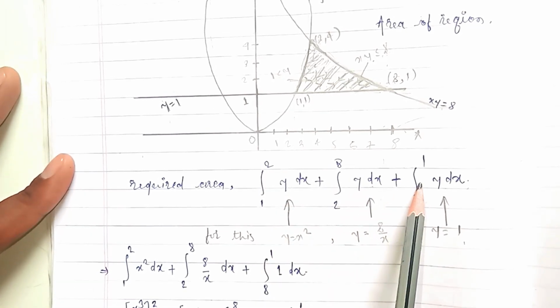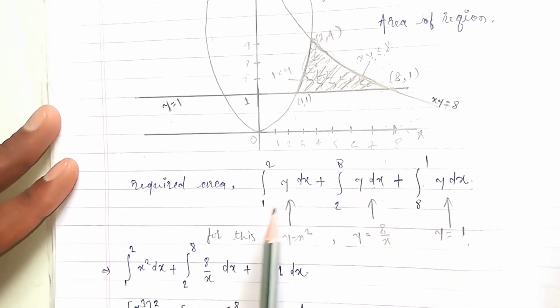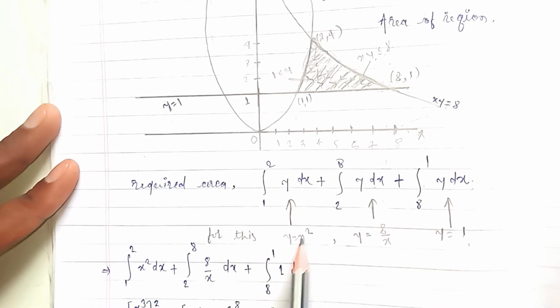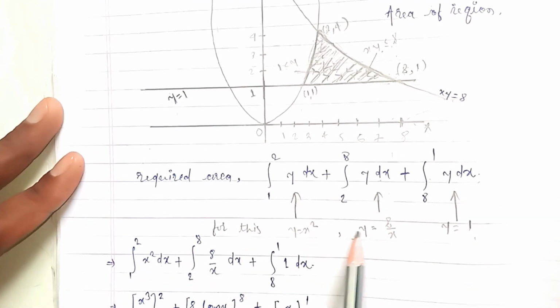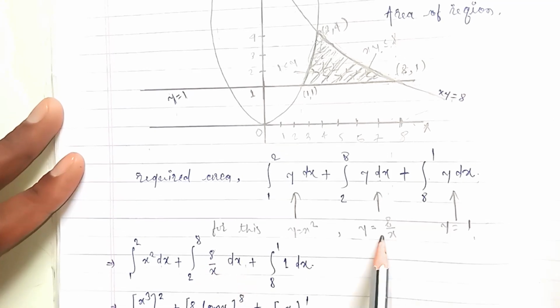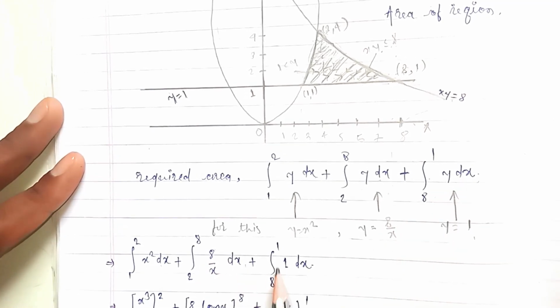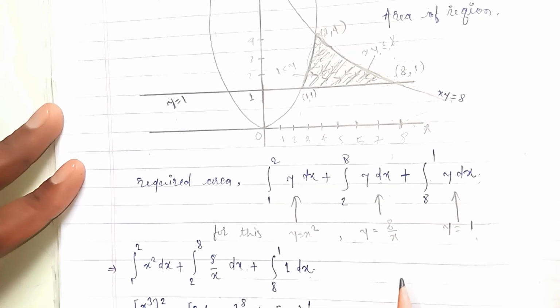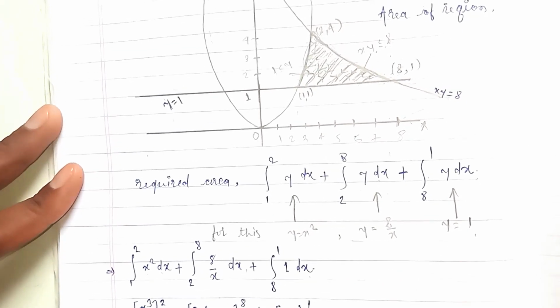Okay, so what we will get here: the integral from 1 to 2 of y equal to x square dx, again the second value, y from 2 to 8, 8 by x dx, plus the third value, y equal to 1, from 8 to 1 dx. Okay, so now let's find out their integration.